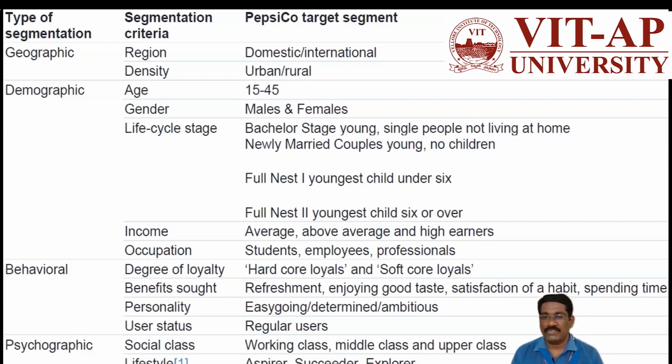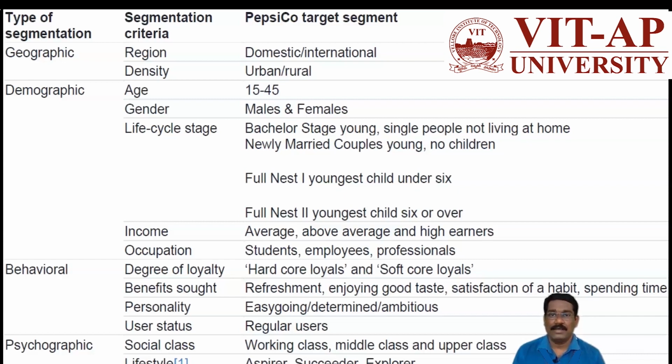And also Pepsi comes up with psychographic segmentation. They use social class and lifestyle as their segmentation criteria, and they have working class, middle class, and upper class under social class. And PepsiCo targets segments in the lifestyle segmentation criteria, they use aspirer, succeeder, and explorer.